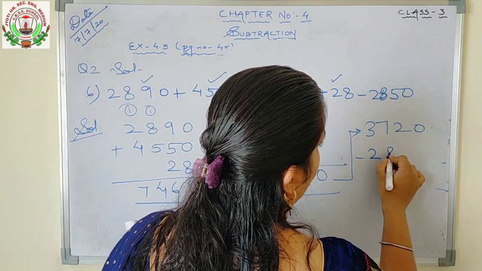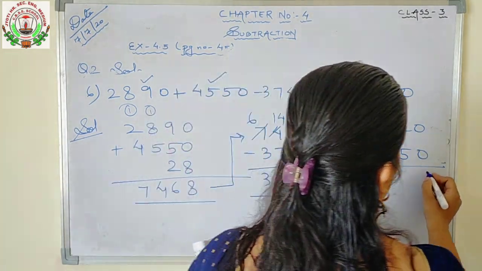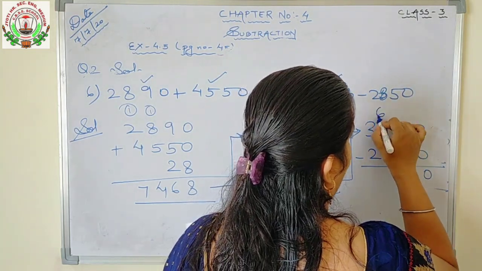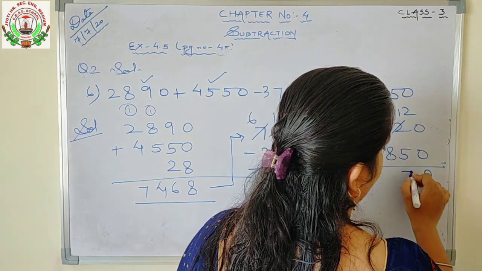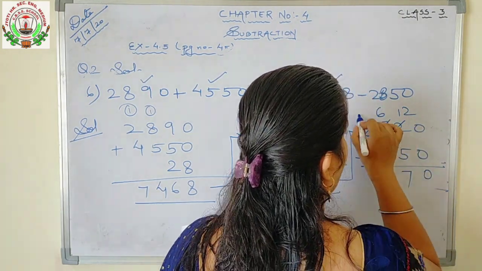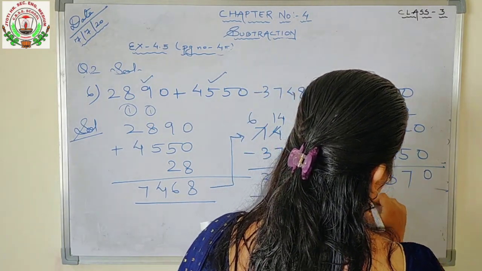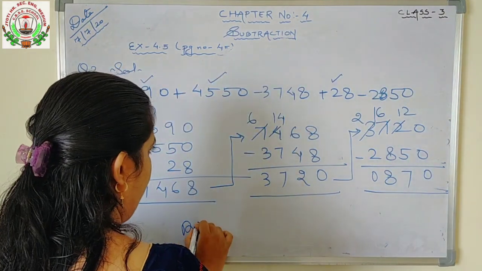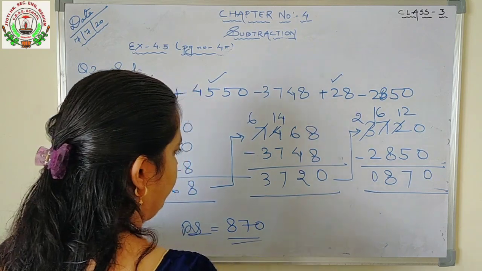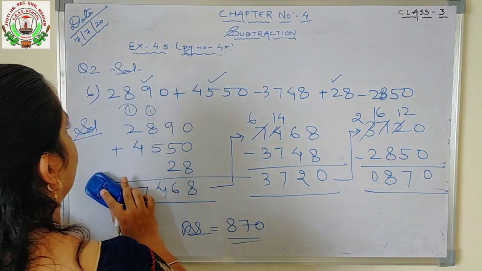Minus 2850. 0 minus 0 is 0. 2 minus 5 is not possible. So we will take carry from here. This will become 12. 12 minus 5 is 7. 6 minus 8 again not possible. So again we have to take carry from here. 16 minus 8 is 8. 2 minus 2 is 0. So what is our answer? Our answer is 8070.